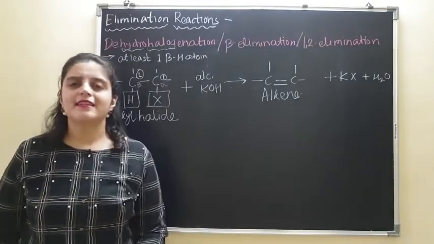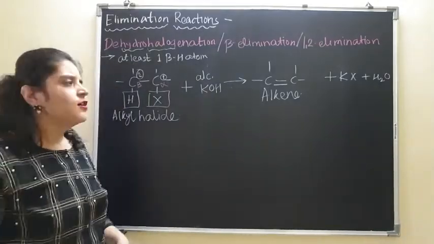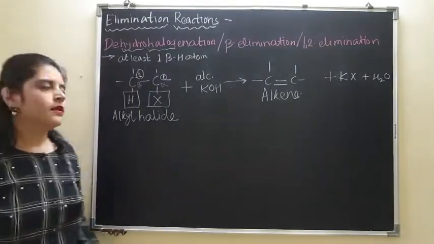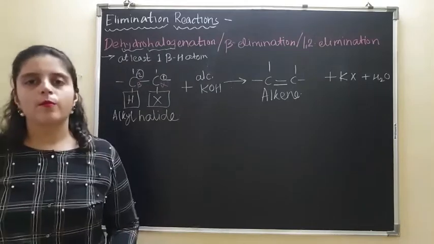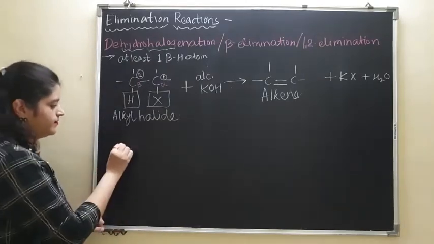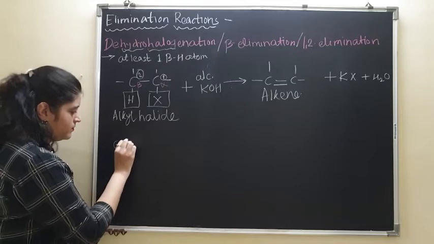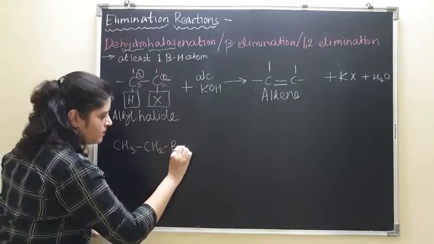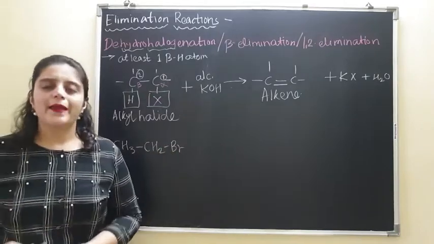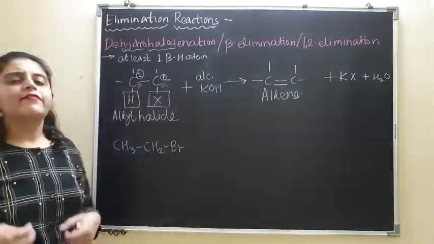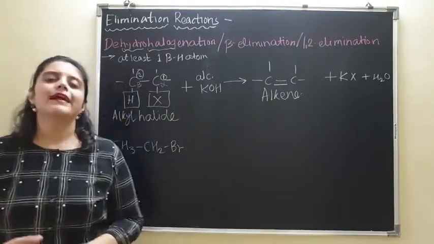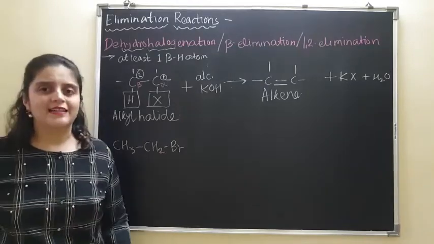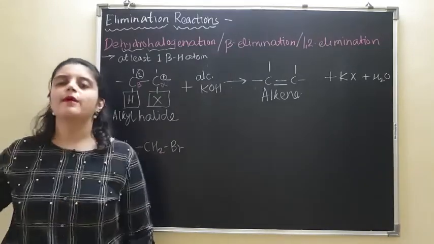Now let us understand this reaction with a simple example. Let us start with the simplest example of two carbon atoms. Let us take the example of bromoethane. CH3CH2Br is bromoethane. Now if you are confident enough to write down the product of the reaction, it is absolutely okay to write down the structure. It is fantastic if you can write down the structure like this and complete the reaction.